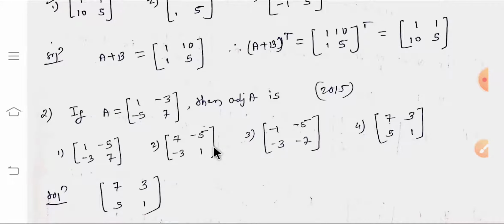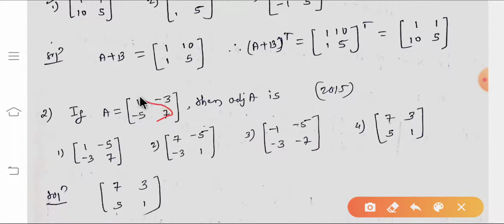So how do we write the adjoint of A? For order 2, we interchange the principal diagonal elements, that is 7 and 1 interchange, so 7 and 1 come. Next, the other diagonal elements change their sign, so minus 3 becomes plus 3 and plus 5 becomes minus 5... the other elements change sign, giving 3 and 5. Therefore the correct option is 4, which is the right answer.